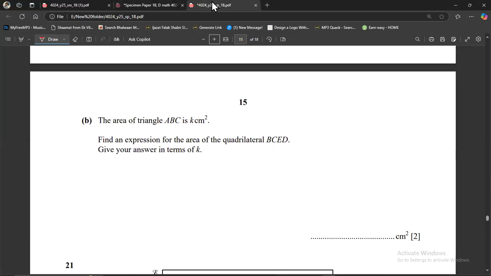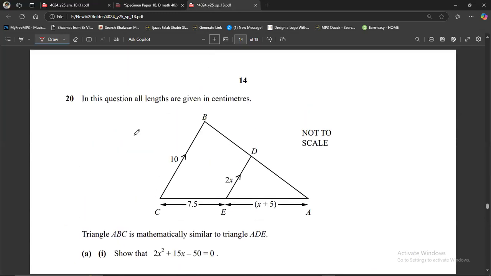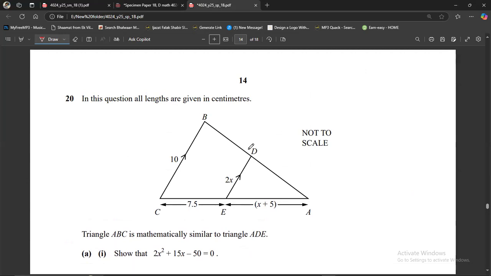So, try to understand this, the area of this big triangle is K. So I will find the area of this small triangle in terms of K. Then from the area of the big triangle, which is K, I will subtract the area of the small triangle. Remaining will be the area of that quadrilateral BDEC. So this is the strategy.